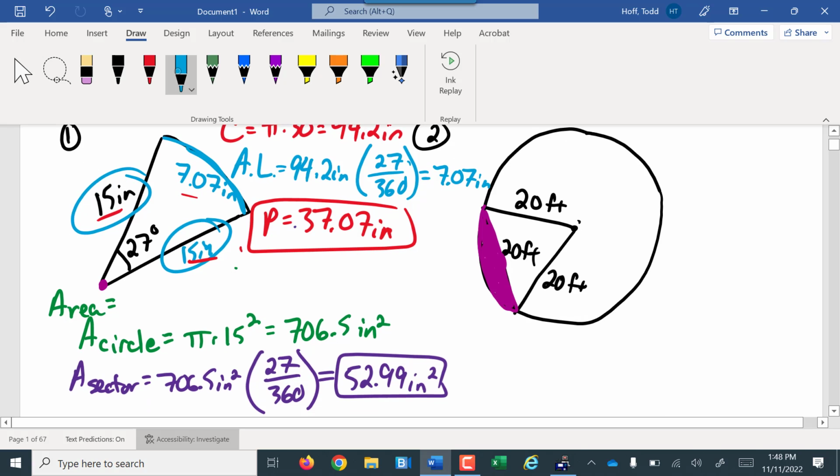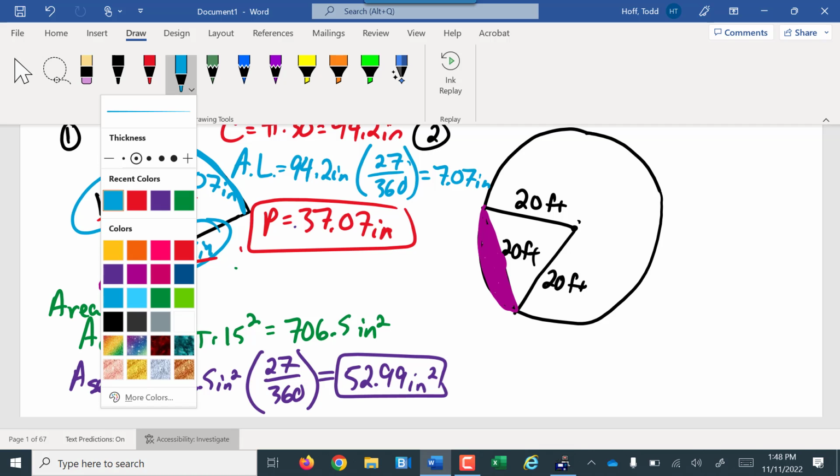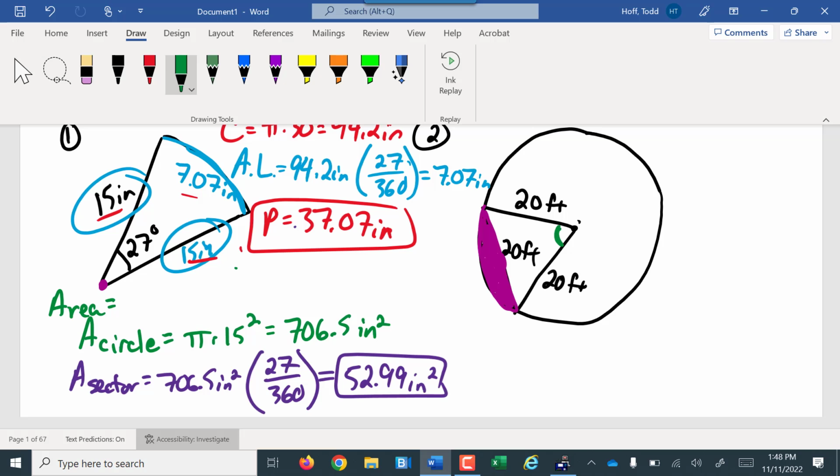Number 2. The key to this one is knowing what this central angle is. It's not labeled, but we know it has to be how many degrees? 60 degrees. The reason we know that is it's a triangle with all 3 sides the same, so it's an equilateral triangle.